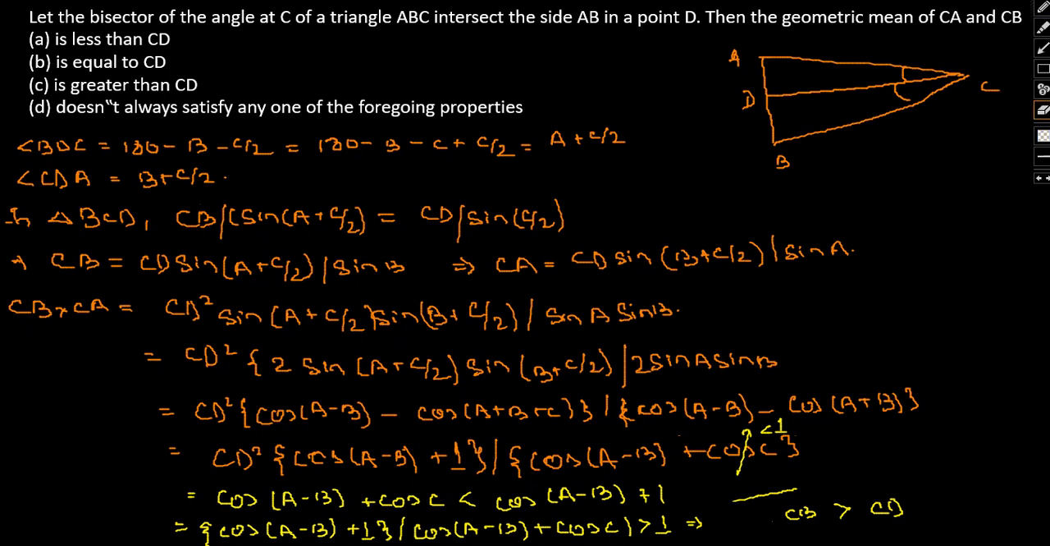Okay, I skipped one step. Let me just add that particular step as well, which can be further written as CA into CB is greater than CD square, which would further imply CA into CB is greater than CD. I hope this is clear. So option C is the correct answer. Okay, I hope this is clear how we arrived at the conclusion of the same. Now let's move on to the third question.